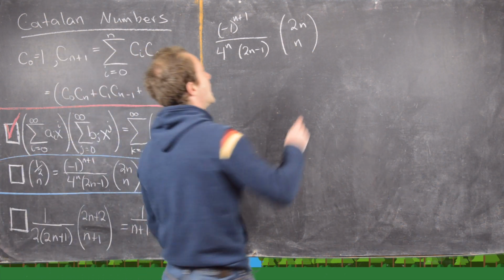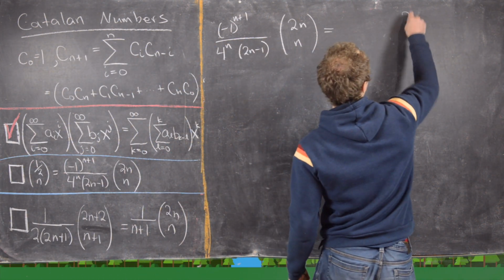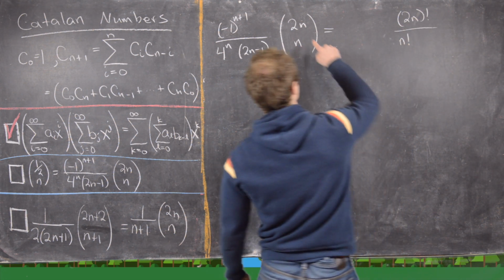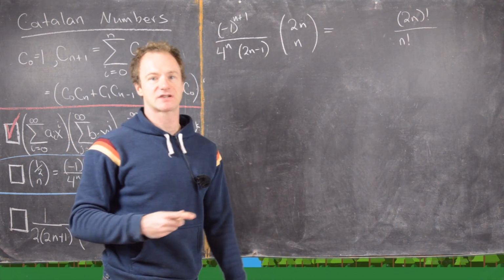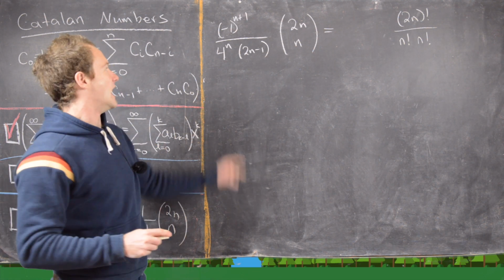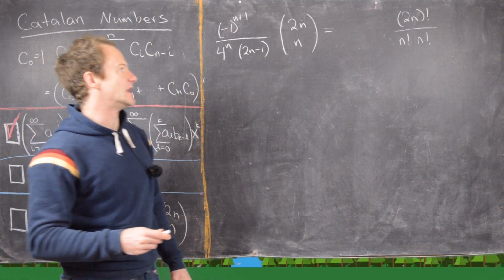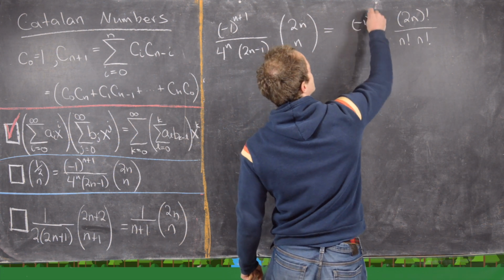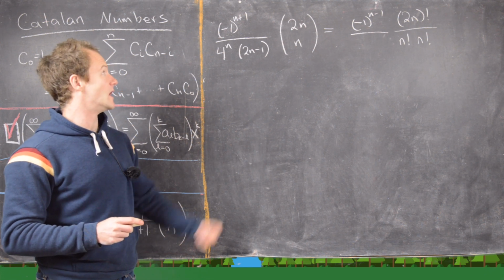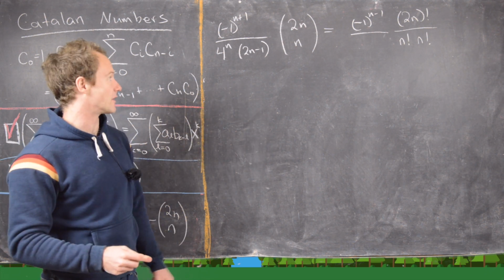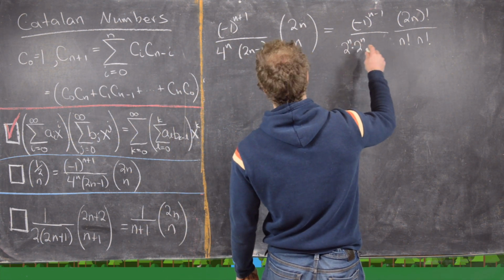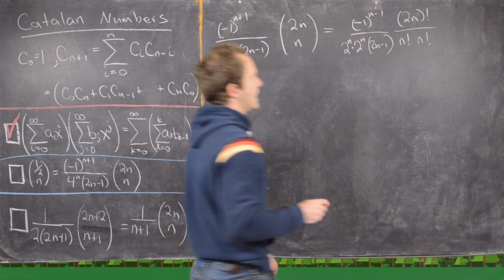Okay, and so by the definition of the binomial coefficient, I can write that as 2n quantity factorial over n factorial and then 2n minus n factorial, but that's just going to give me another n factorial. So that's good. And then I'm going to rewrite minus 1 to the n plus 1 as minus 1 to the n minus 1 because those are clearly the same number. N plus 1 and n minus 1 have the same parity. And then I'm going to write 4 to the n as 2 to the n times 2 to the n. And then we have this 2n minus 1 left.